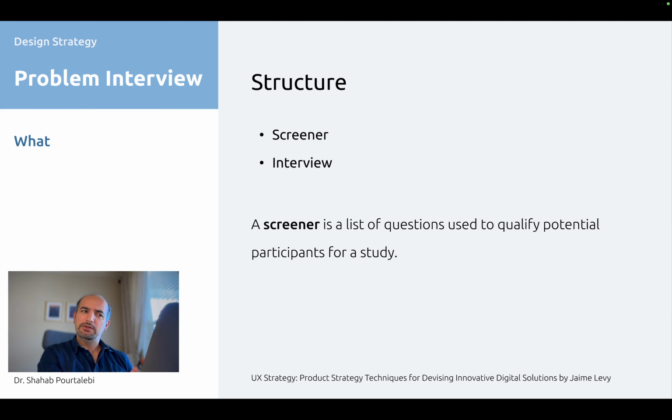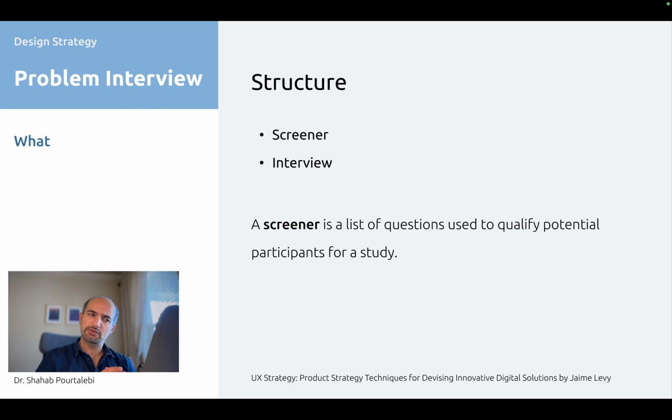The problem interview has two main sections: the screener part and the interview part, and the interview part also has two parts. So in total, I would say there are three parts to a problem interview. The first one focusing on the user assumption, the second one focusing on the problem assumption, and the third one focusing on the solution or value proposition assumption. So all three assumptions or hypotheses should be validated here.